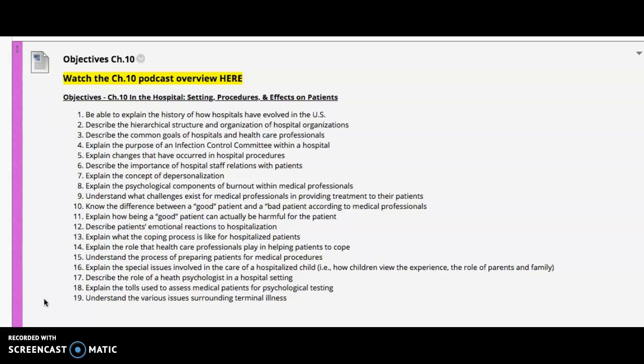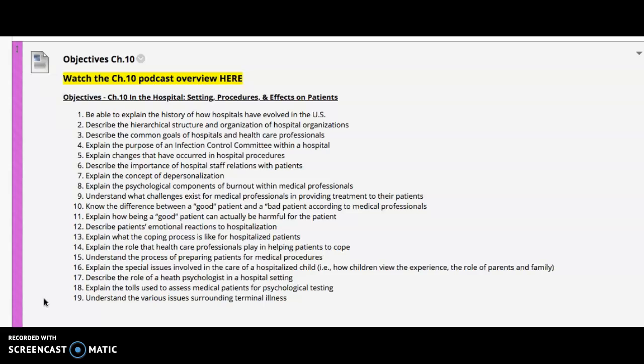Then we'll look at the role of healthcare professionals and how they can help patients in their coping process. And here's really where the health psychologist can play a big role in being sort of the go-between, oftentimes, between patients and medical care professionals, just in helping the patient and the families of patients to cope in the process of what they're going through while hospitalized.